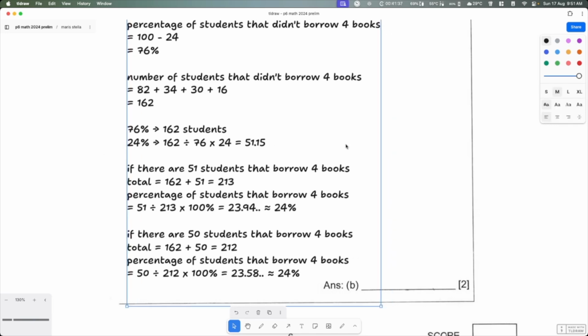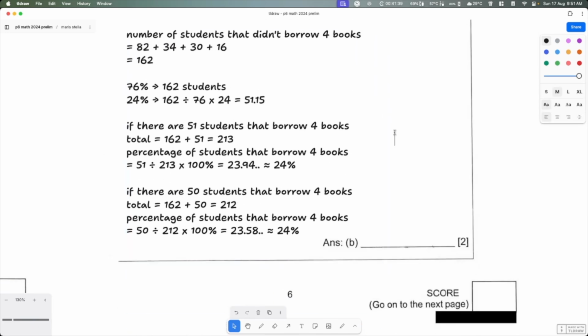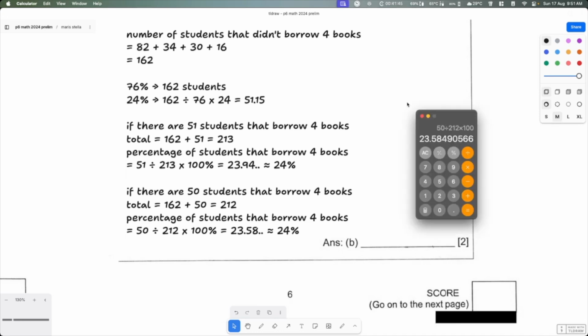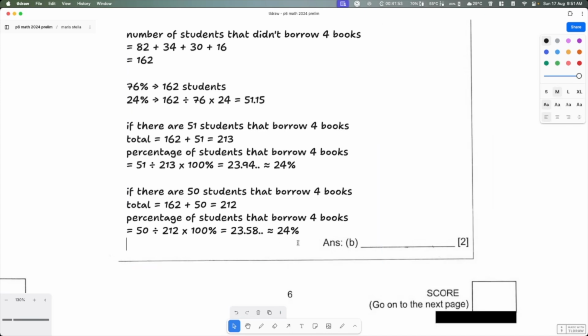Okay, so you can try 49, but I believe 49 cannot. If 49, the total will be 211. 49 divided by 211 times 100 is 23.22, so cannot already. So 50 is lower than 51, and 50 rounded is 24%. All right, so that's why the answer is 50 students.